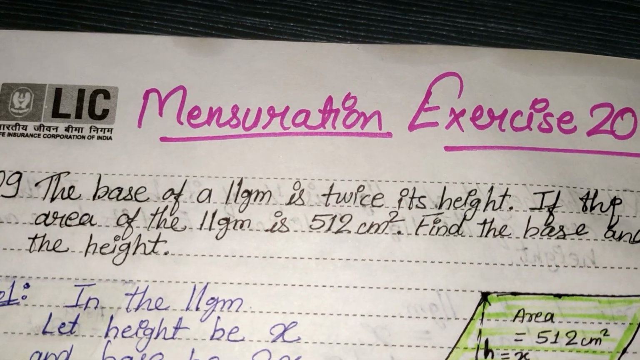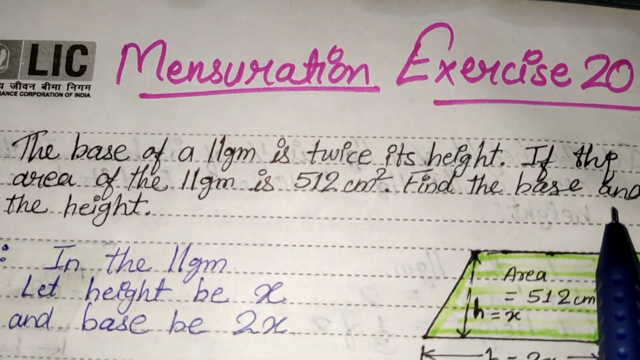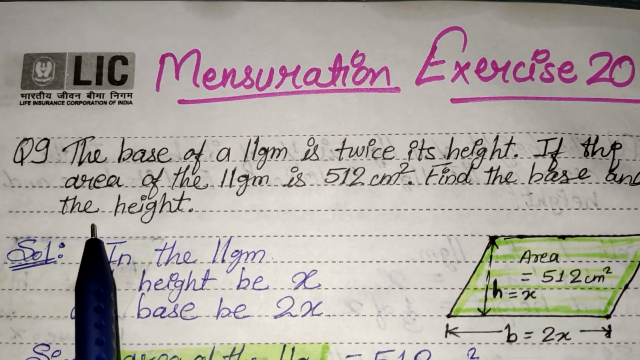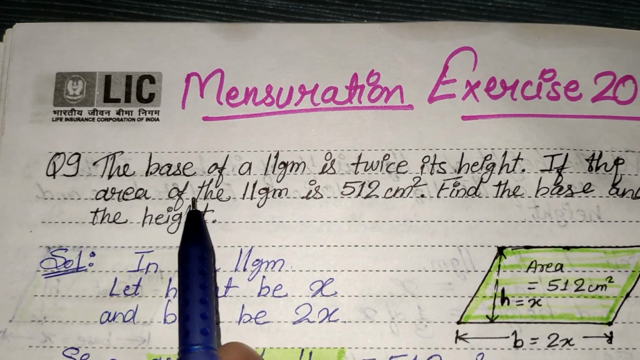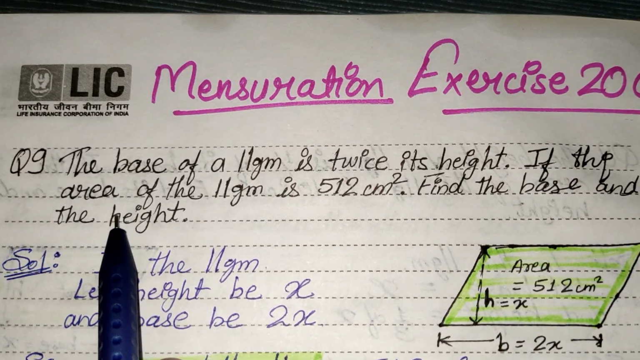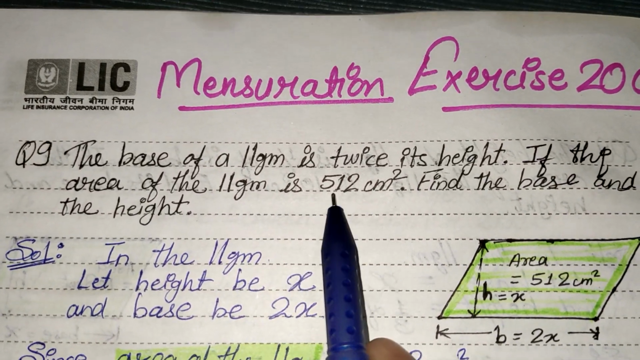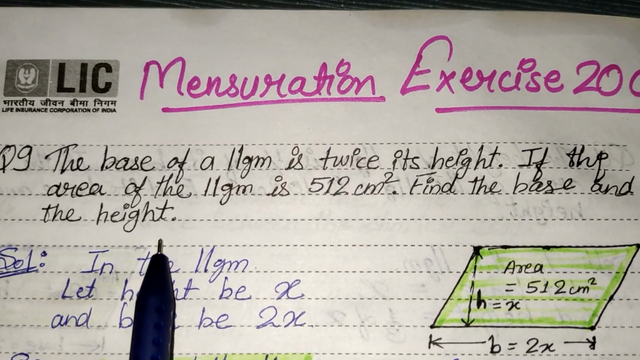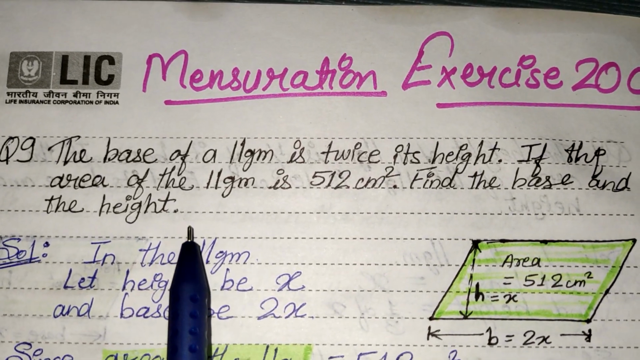Hello students, continuing the same chapter, mensuration exercise 20C. Now see the solution from question number 9. The base of a parallelogram is twice its height. If the area of the parallelogram is 512 centimeter square, find the base and the height. So we have to find the base and height.